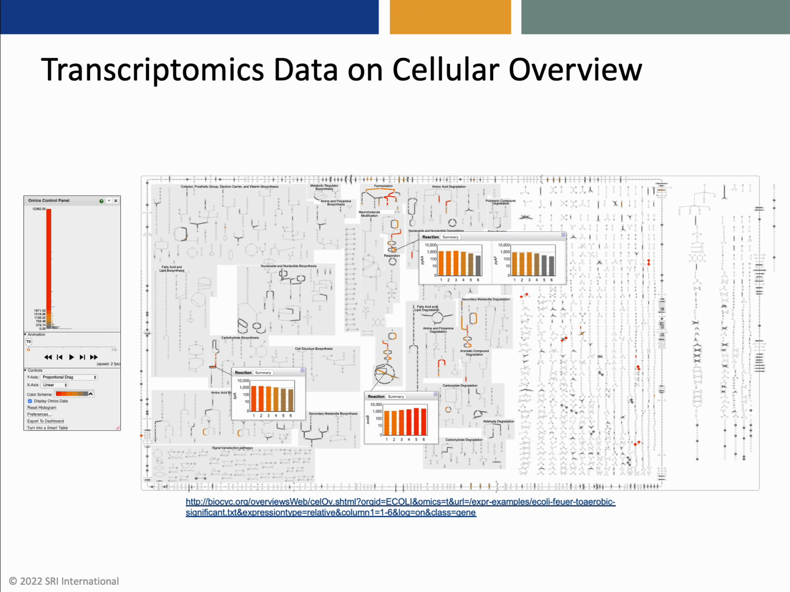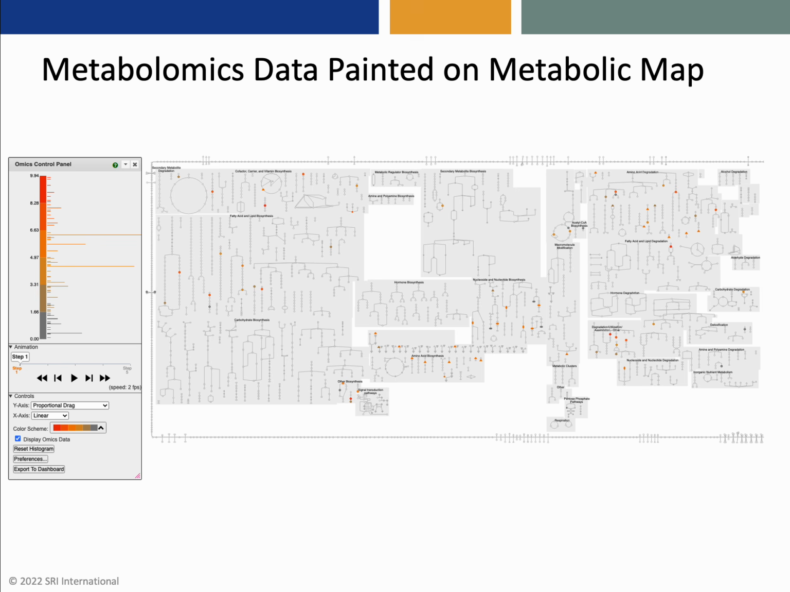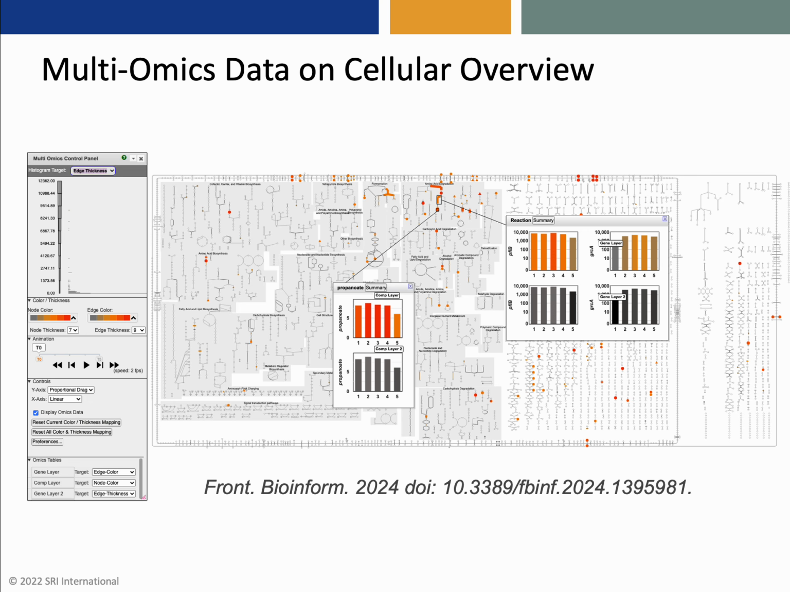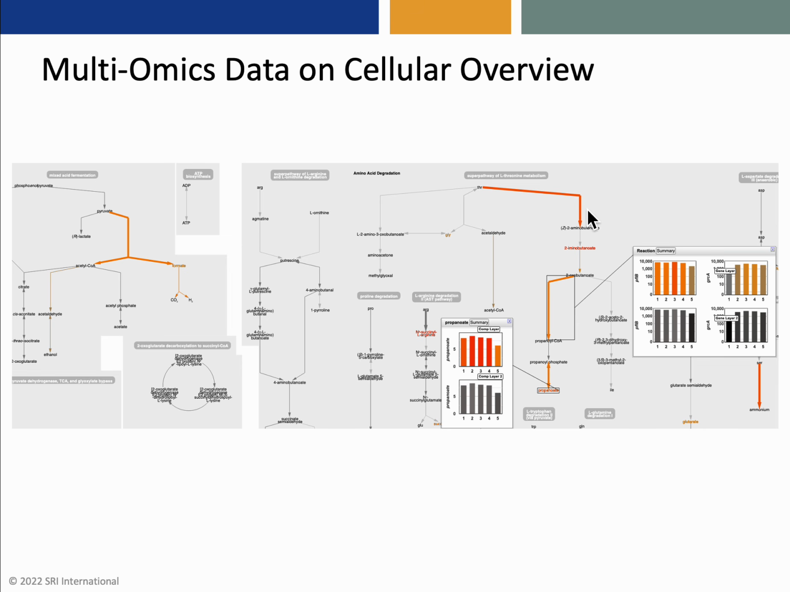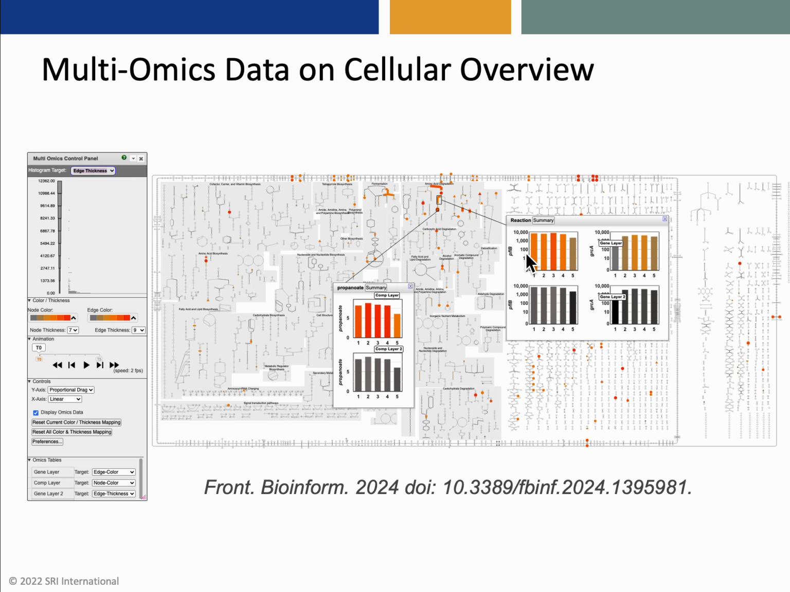And as you've seen before, we can overlay transcriptomics data and metabolomics data on this chart. We can also put on multi-omics data. So more recently, we've added the capability of showing 4 types of omics data simultaneously using coloring and thickness of reaction arrows, such as shown here. Notice that both the coloring and the thickness are changing. And we can modify the coloring and the thickness of the metabolite nodes. So those change as well.